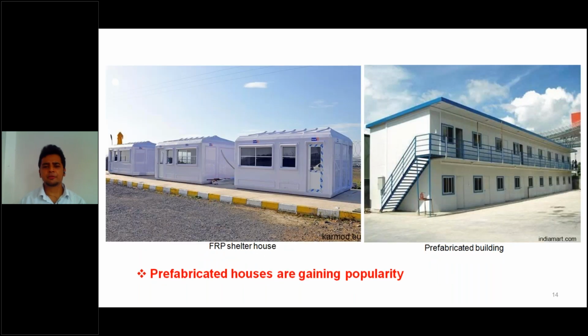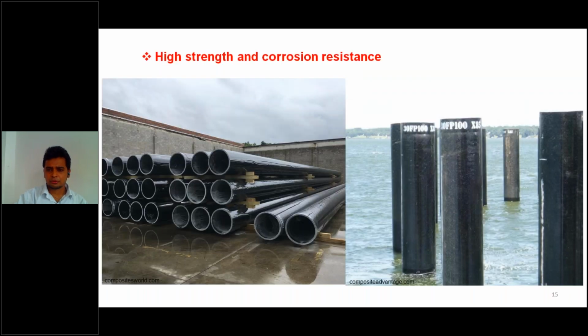Then FRP prefabricated buildings or small prefabricated housings are also coming up. Because they are lightweight, these buildings can be easily transported and delivered at the site. There are other applications too, like FRP piles. These FRP piles are used for underwater construction due to their advantages in corrosion resistance. So these are typical applications.